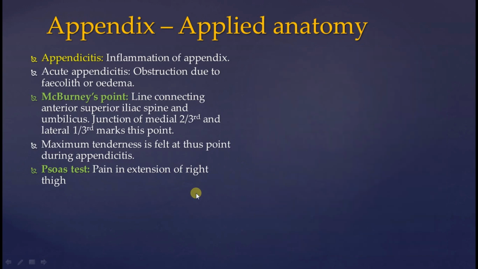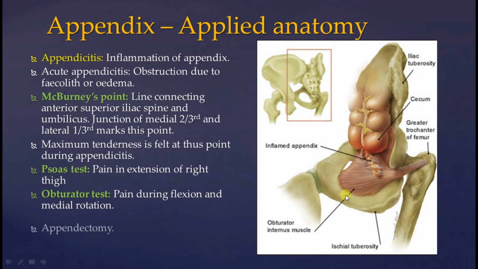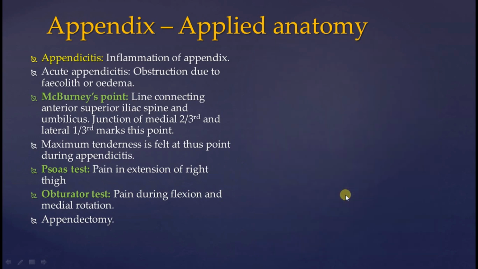Then you have one more test, called the obturator test. It is related to the obturator internus muscle. Inflammation might also irritate this muscle, causing pain during flexion and medial rotation of the right side. These are the psoas test and obturator test. Removal of the appendix is called appendectomy. If it is chronically inflamed, the pain is unbearable, or it is recurring again and again, then appendectomy is advised.